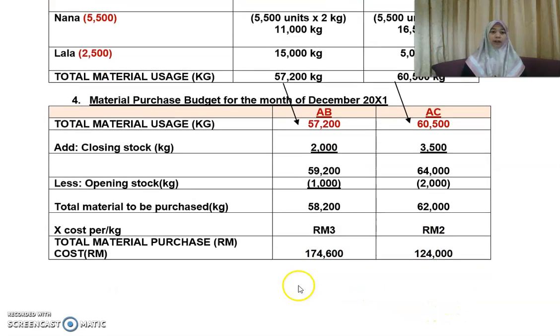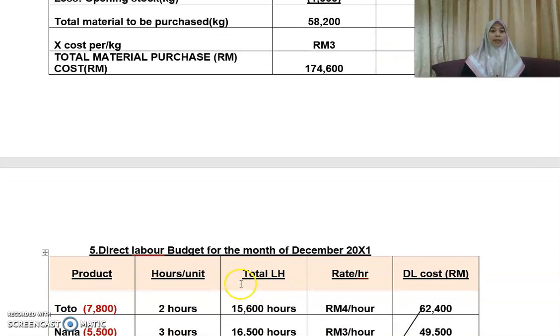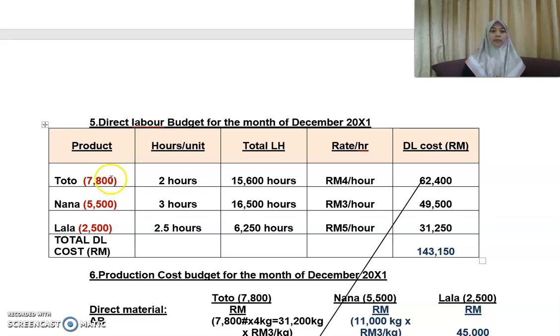Next, number 5, you need to prepare the direct labor budget. For Toto just now, you need to produce 7,800 units. So to produce 1 unit of Toto, you require 2 hours. So in total, you will require 15,600. Where do you get 15,600? That will be 7,800 times 2. So you will get 15,600 hours. So the total direct labor hours that you require to produce the 7,800 units of Toto is 15,600.